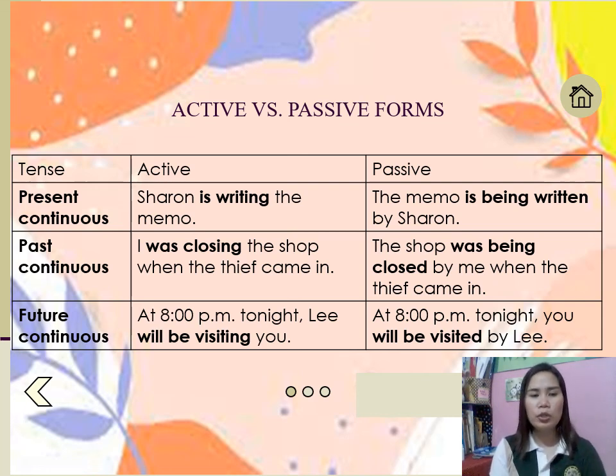Future continuous, or future progressive. At 8 p.m. tonight, Lee will be visiting you. Our verb is will be visiting. In passive, it will become will be visited. Again, at 8 p.m. tonight, you will be visited by Lee. You always have to recognize your verb to decide what verb to use in changing active to passive form.